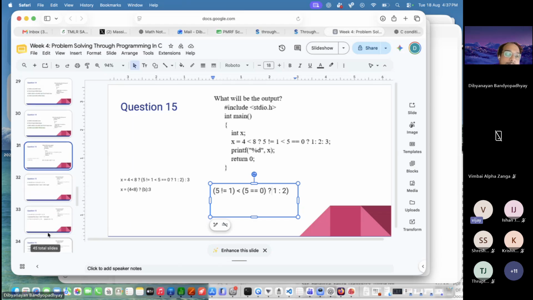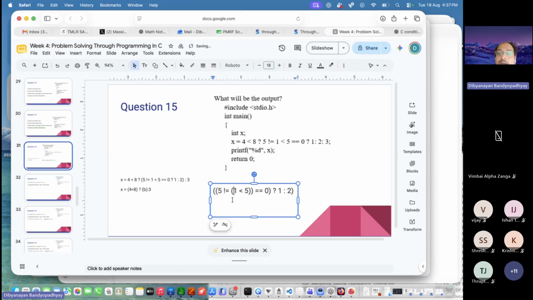I think first 1 less than 5 is evaluated, since relational has higher precedence than equal to or not equal to. Okay, so that is actually true, right? So you are suggesting this, correct? Yes, sir. And then from left to right, 5 not equal to 1 is evaluated, then equal to. Okay, so this is the correct order that you are suggesting.